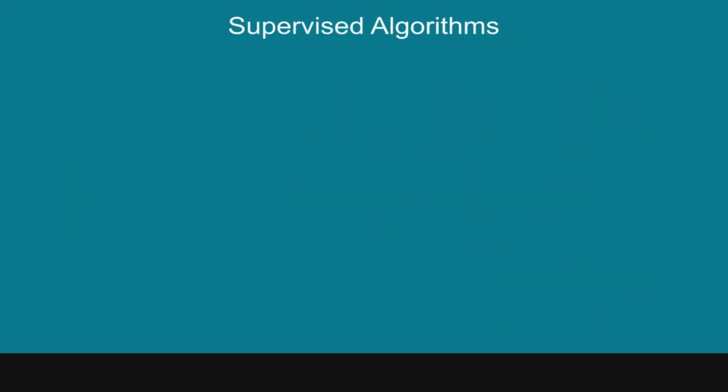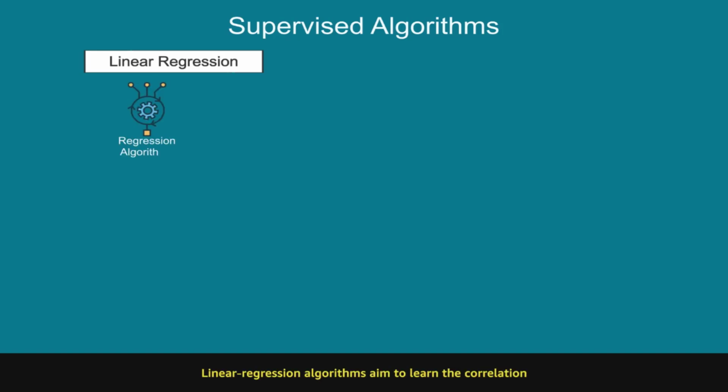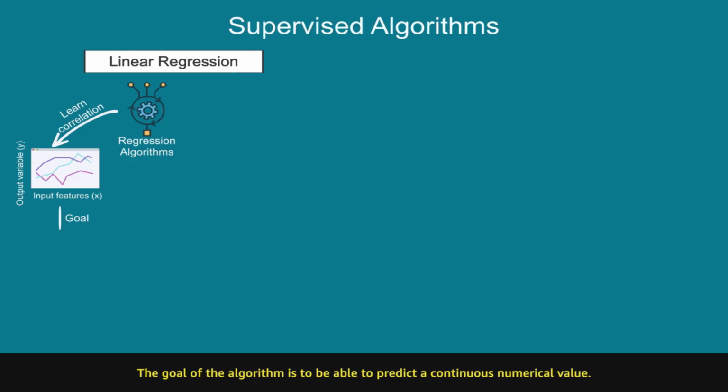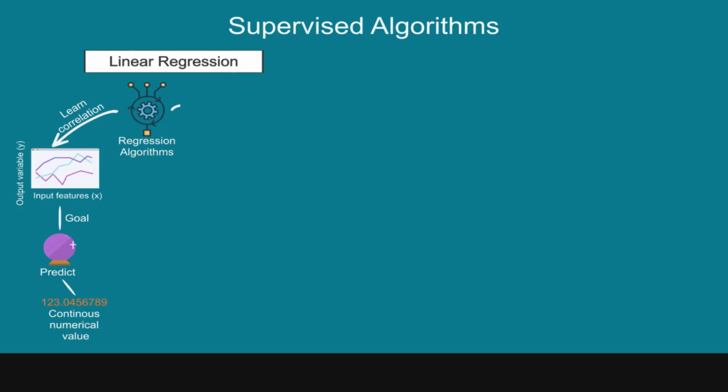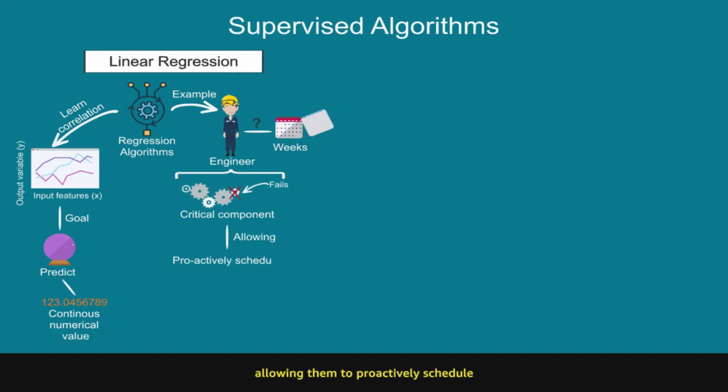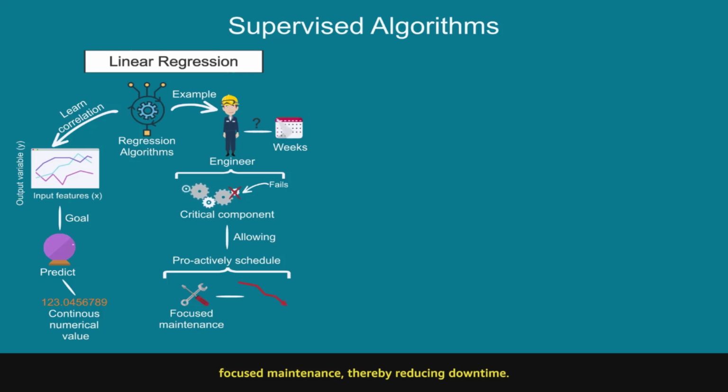Supervised algorithms. Linear regression. Linear regression algorithms aim to learn the correlation between a set of input features X and a continuous output variable Y. The goal of the algorithm is to be able to predict a continuous numerical value. For example, a manufacturing engineer, knowing the number of weeks before a critical component fails, is valuable, allowing them to proactively schedule focused maintenance, thereby reducing downtime.